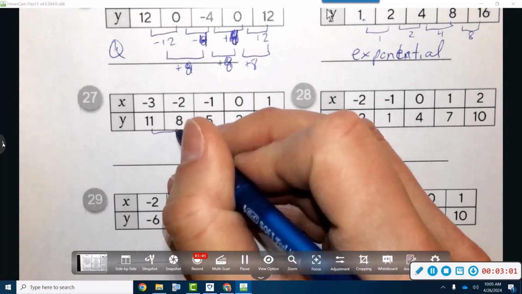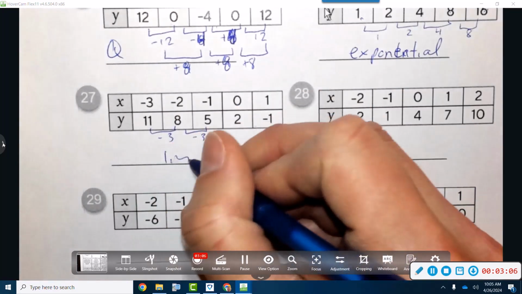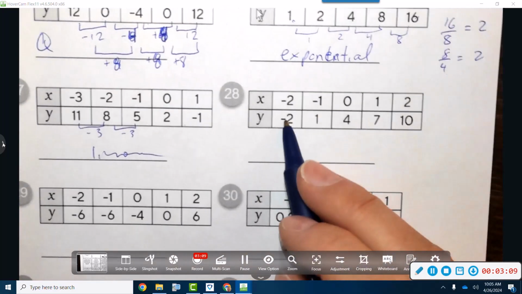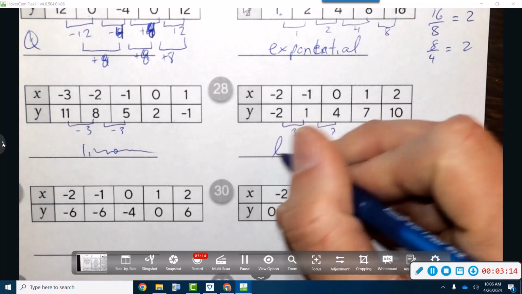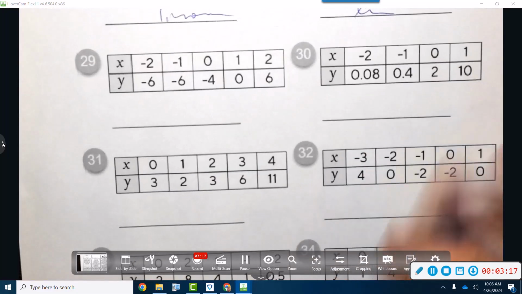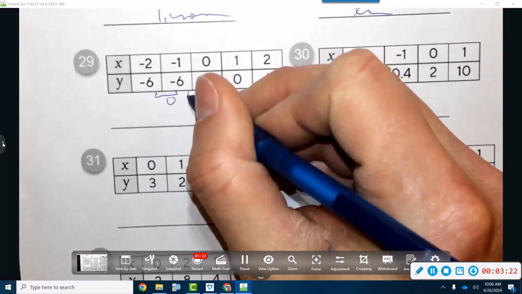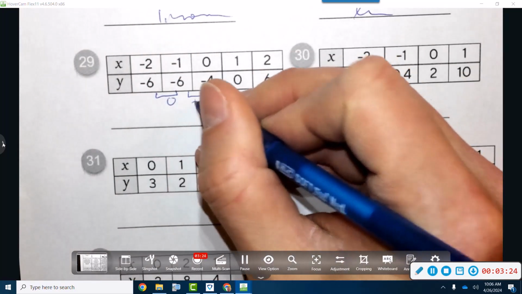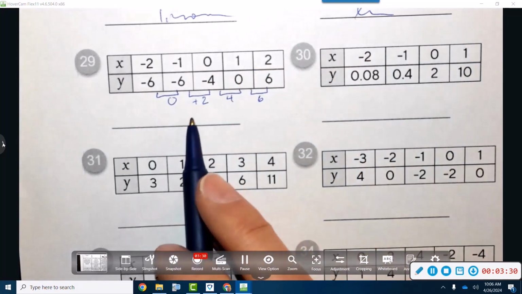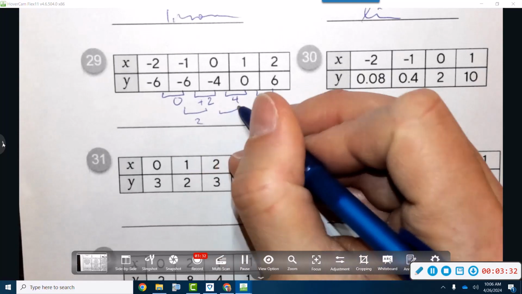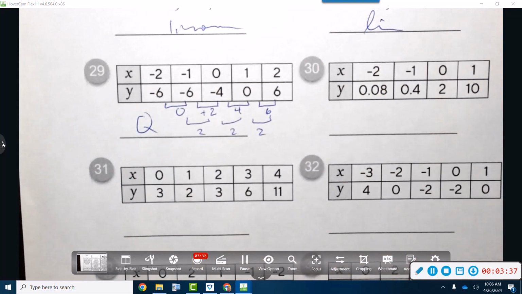Here we went down 3, down 3, down 3, down 3. That's linear. This guy we went up 3, up 3, up 3, up 3. That's linear. This guy we went 0, then we went up 2, then we went up 4, then we went up 6. Okay, now this went up 2, up 2, up 2. That second difference, if it's consistent, gives us a quadratic.